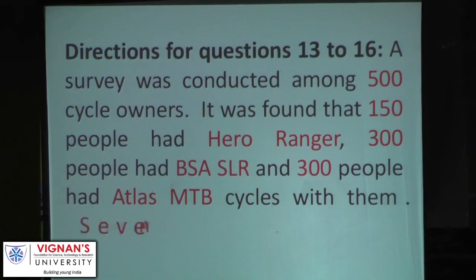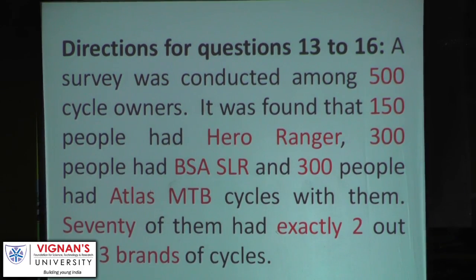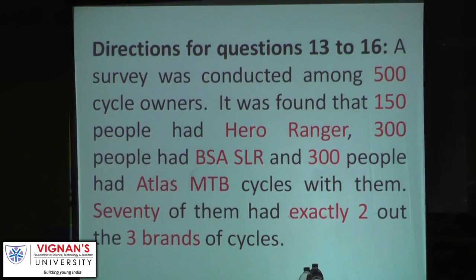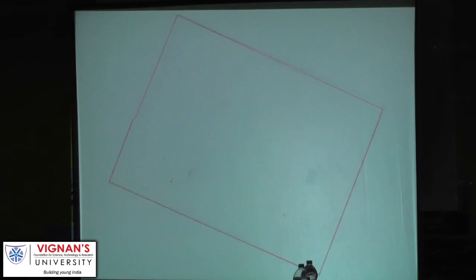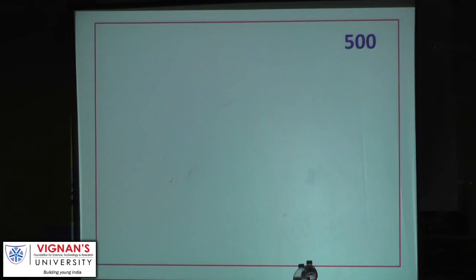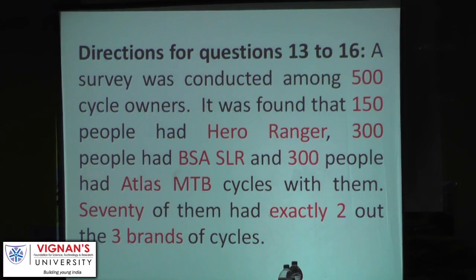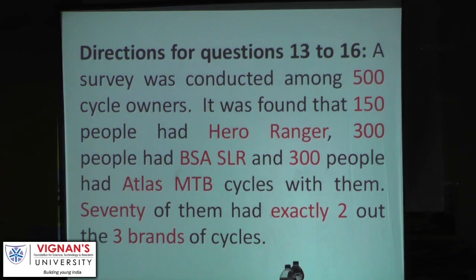The survey was conducted among 500 cycle owners. It was found that 150 people had Hero Ranger, 300 had BSA SLR, and 300 had Atlas MTB. 70 of them had exactly 2 of the 3 brands of cycles. This is the information given. How many are surveyed? 500 cycle owners were surveyed. See, note.